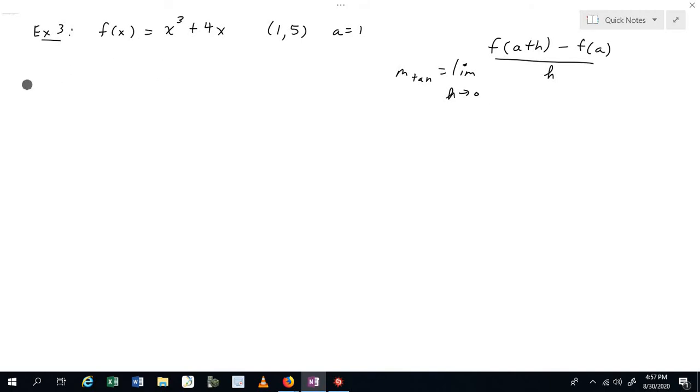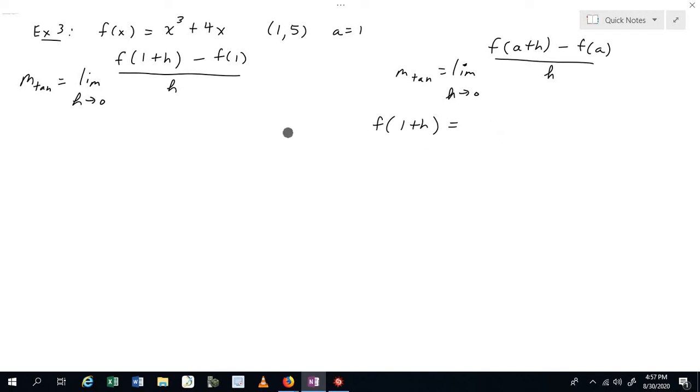Okay, so let's find this limit. So it's going to be f evaluated at a plus h, but a is equal to 1, right? So this is going to be 1 plus h. So f evaluated at 1 plus h minus f evaluated at 1, all divided by h. Okay, and then we have to find that limit as h goes to 0. Okay, so let's find f evaluated at 1 plus h. And I'm going to do that on the side.